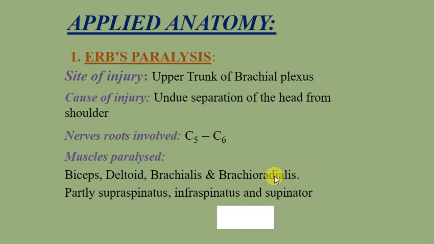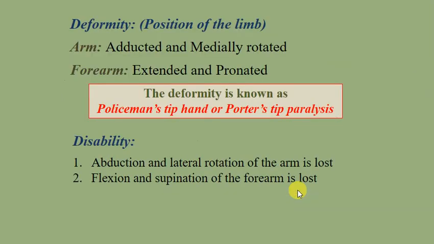Brachioradialis, which nerve is this? Radial nerve. Partially supraspinatus, infraspinatus and supinator. But in terms of deformity, it is the position of the limb. When we say deformity, what will be affected is the position of the limb.